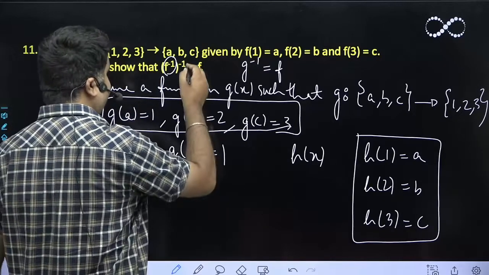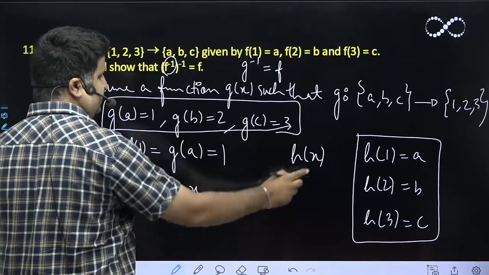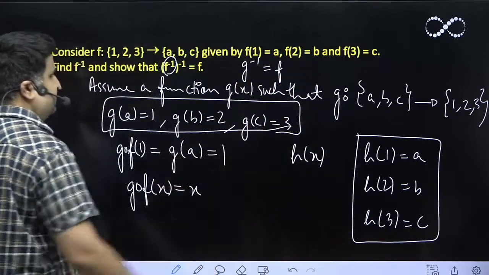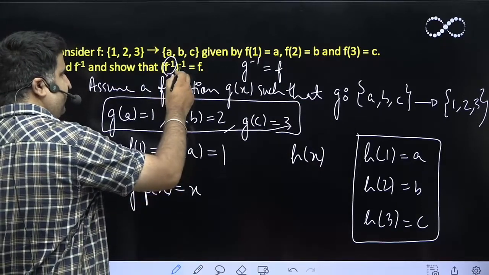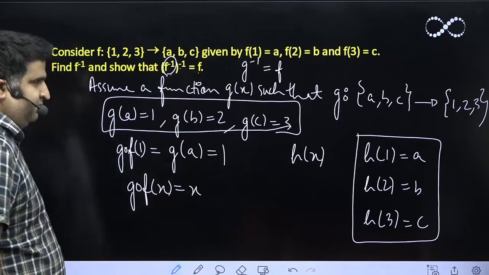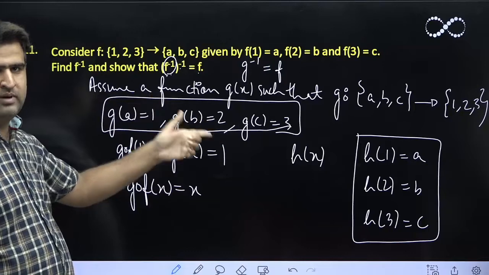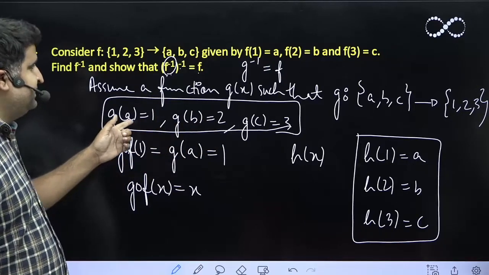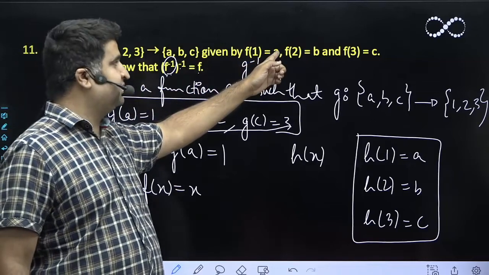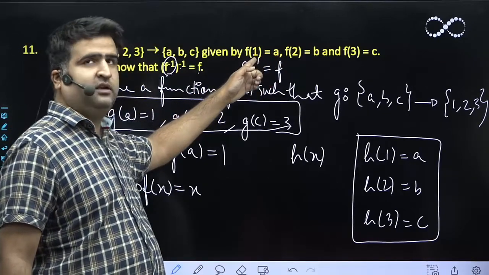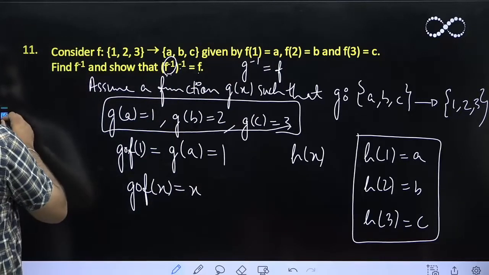So this whole function will become h(x), right? And this is actually equal to f(x). So therefore we prove that f inverse of inverse is equal to f. So in this case we have to go by examples, we have to go by assumptions. Okay, it's very easy to see that if f of 1 is a, and if you take some g function such that g of a is 1, then that will become the inverse. So let's see the next question now.